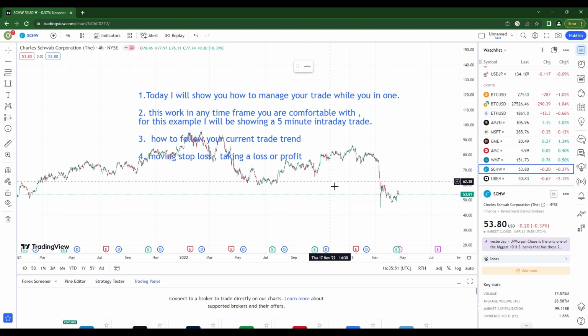This works in any time frame that you are comfortable with. For this example, I will be showing a 5-minute intraday trade. I'll be showing you how to follow your current trade trends and how to move in your stop loss, whichever comes first, a loss or a profit, to take a profit or to reduce your loss, either way. So let's get started right away.